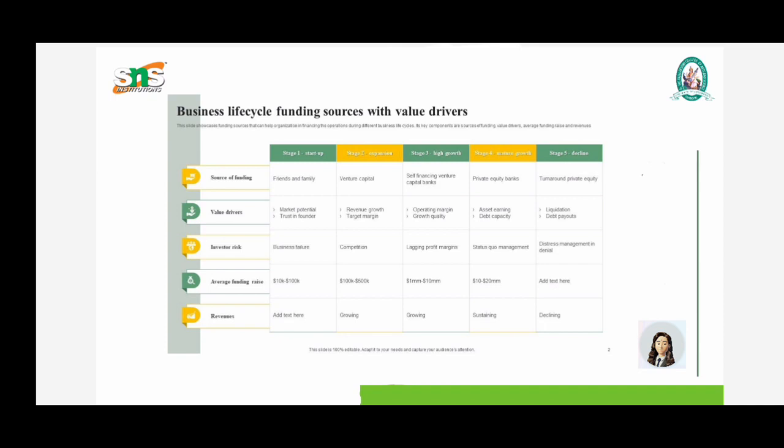Second, it shows the value drivers: market potential, trust in founder, revenue growth, target margin, operating margin, growth quality, asset earning, debt capacity, liquidation, debt payout, investor risk, business failure, competition, lagging profit margins, startup management, distressed management. The average funding raised through these types of activities. Revenue comes under, according to the startup, stages 1, 2, 3 and 4, 5.